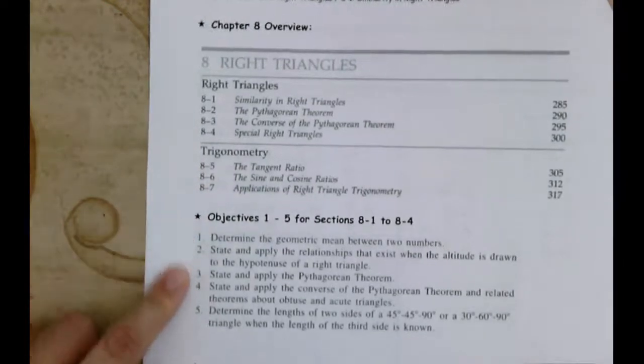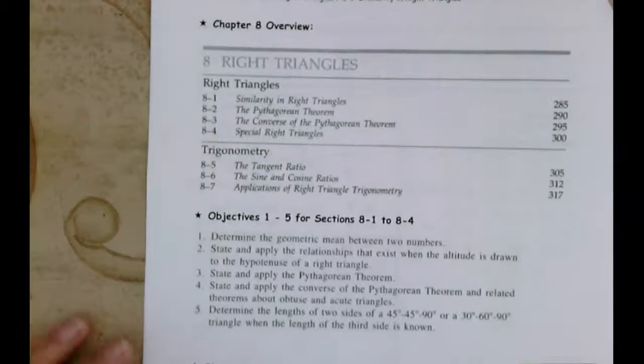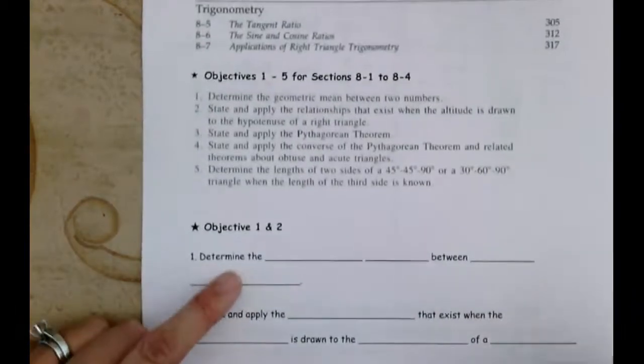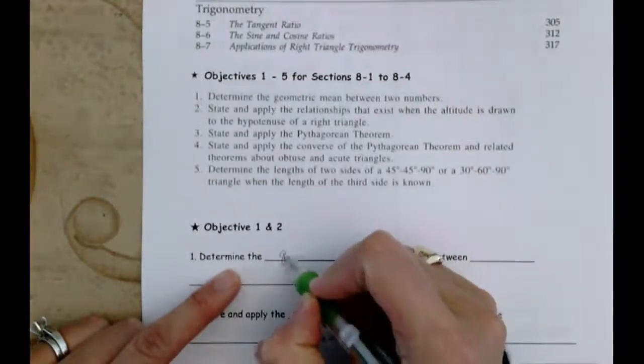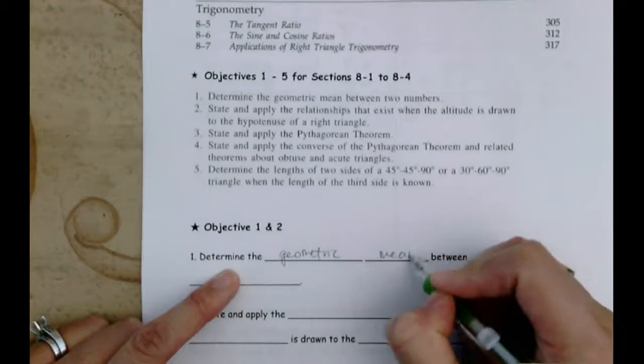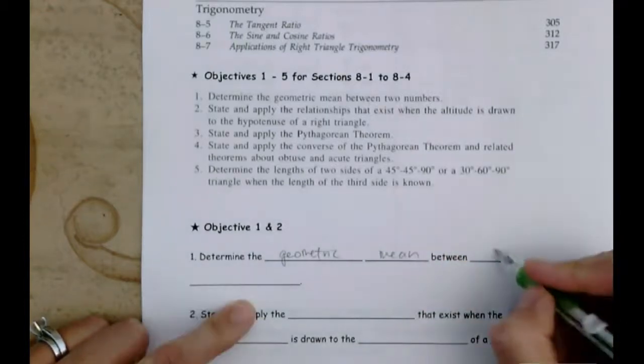Okay, so 5 objectives for the first 4 sections, and objective 1 and 2 in this packet. So determine the geometric mean between 2 numbers.